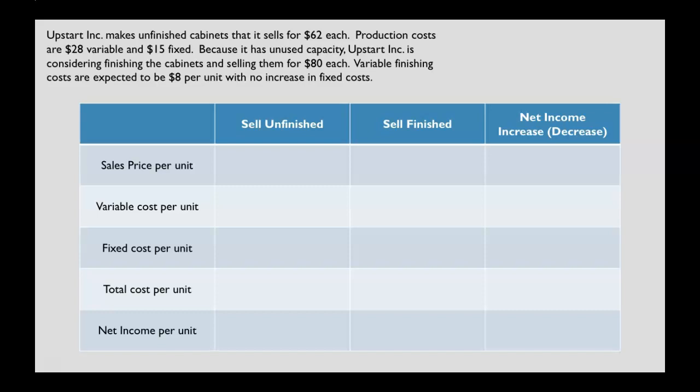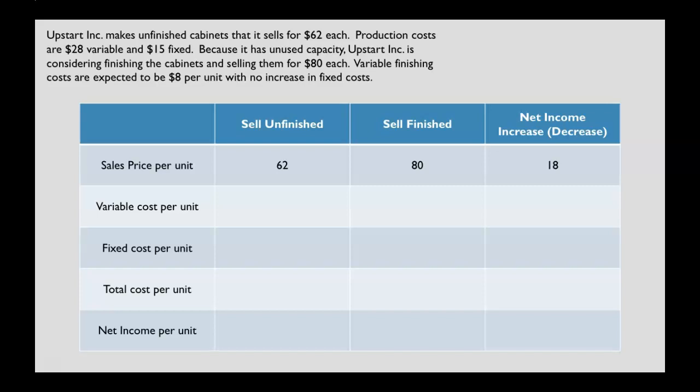So we're going to set up a table like this, and all of our information is up there at the top. The first line is the sales price per unit. Well, if we sell these cabinets unfinished, we're going to sell them for $62 each. And if we finish them, we can sell them for $80. So we'll put 62 and 80. And then you'll notice over in the net income increase or decrease column, we have an 18. How did we get that? Well, if we are selling finished cabinets for $80, that's $18 more than if we sell it unfinished. So our net income would increase $18 per unit.